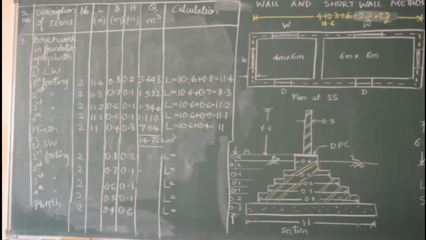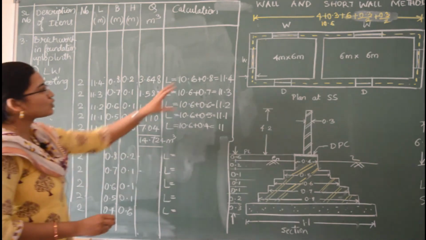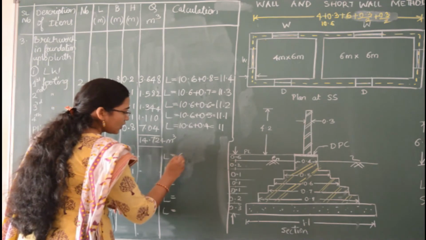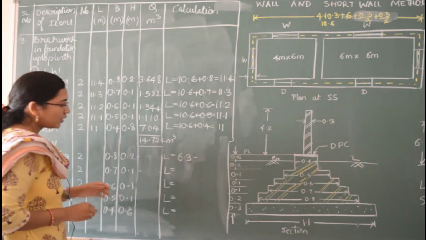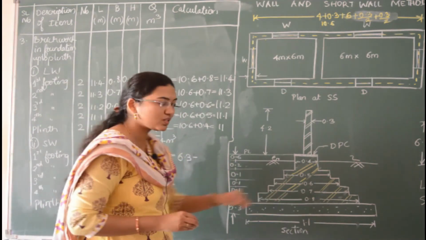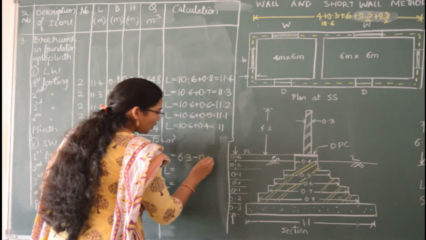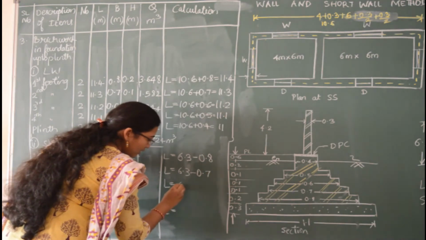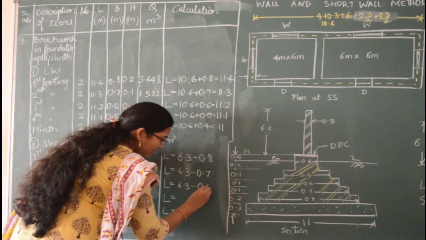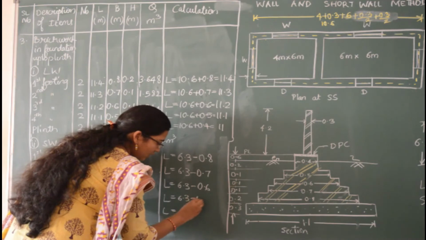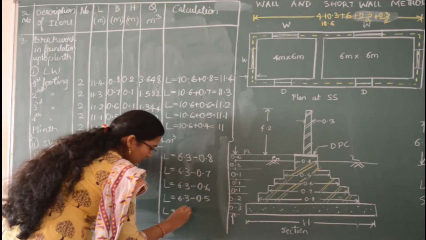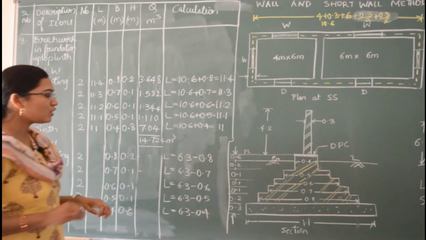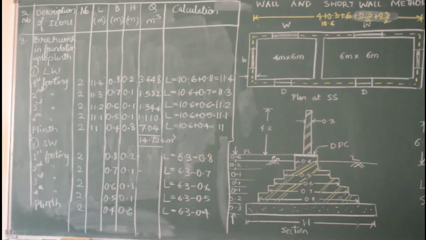Now we have to calculate for the short wall. Short wall center to center distance, we know it is 6.3. So 6.3 minus the distance of the first footing, that is 0.8. So minus 0.8. The next, 6.3 minus 0.7. 6.3 minus 0.6. 6.3 minus 0.5. 6.3 minus 0.4. So we have to calculate all these.